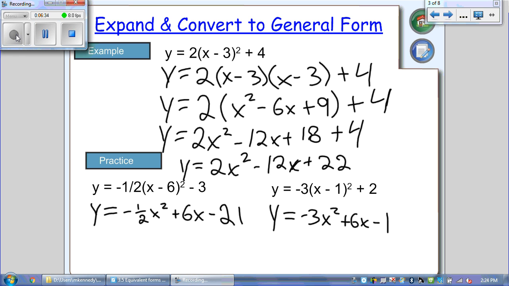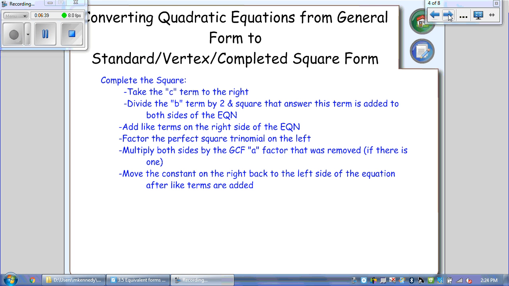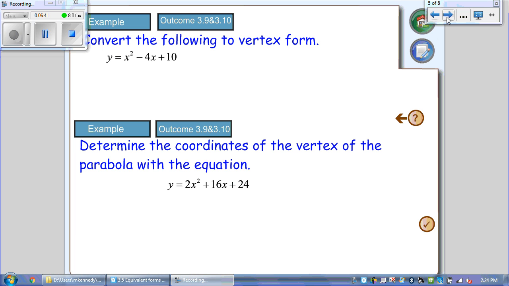Okay. Going the other way, not so fun. I'm going to skip that slide. It's just some instructions, but we already know all those instructions. They're also in your other notes.